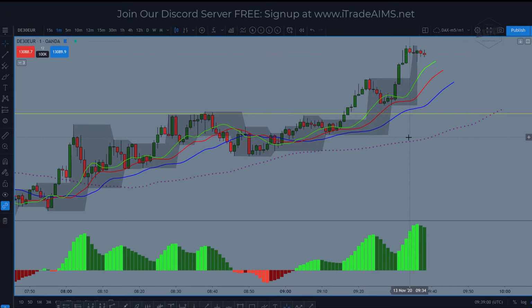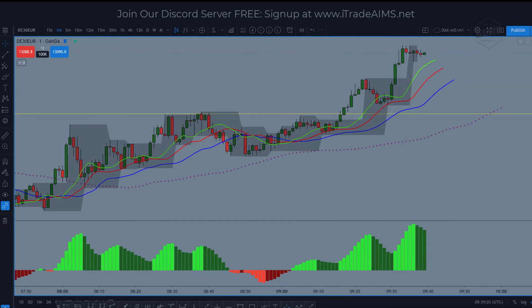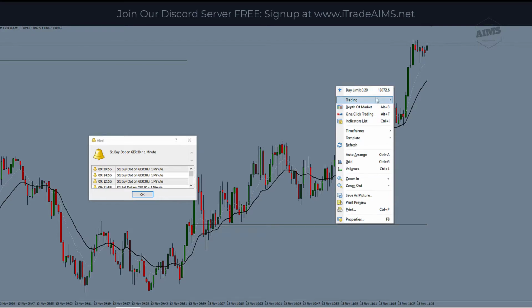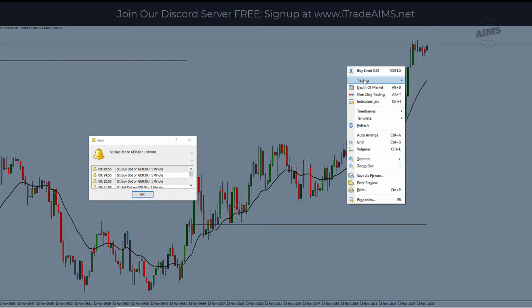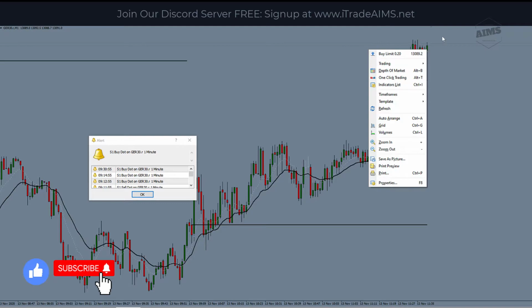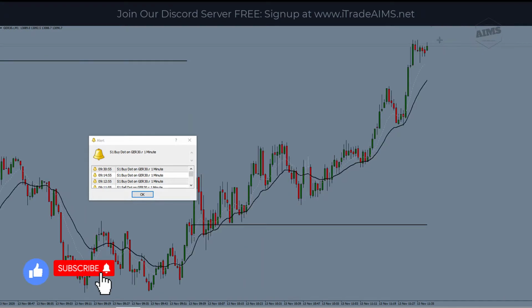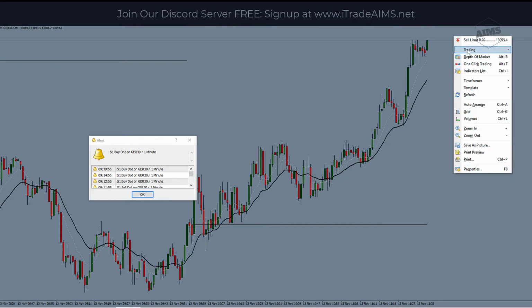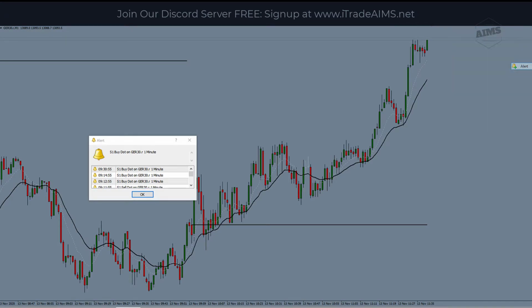You just right click on any price and you'll see it says set alert. So you right click, the window comes up, then trading, and then alert. Make sure when you right click, it's at the same price where you want the alert. Usually I would bring the crosshair to whichever price, then right click, the window would come, then trading, set alert.